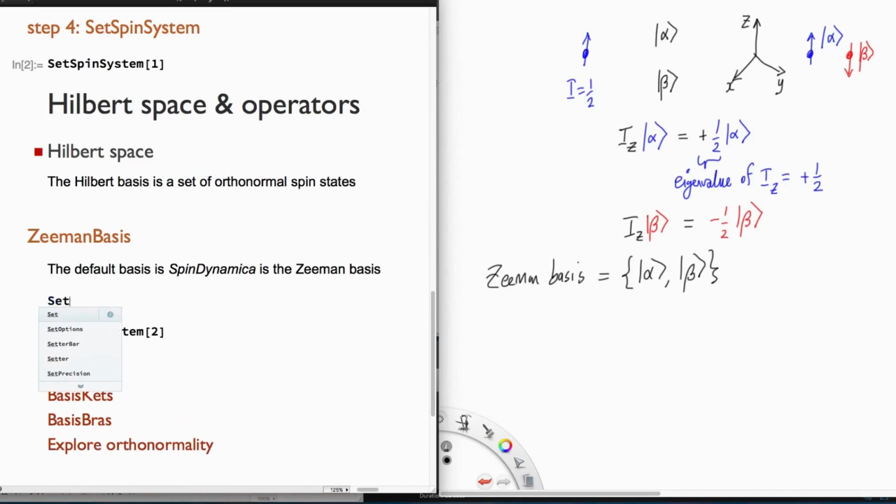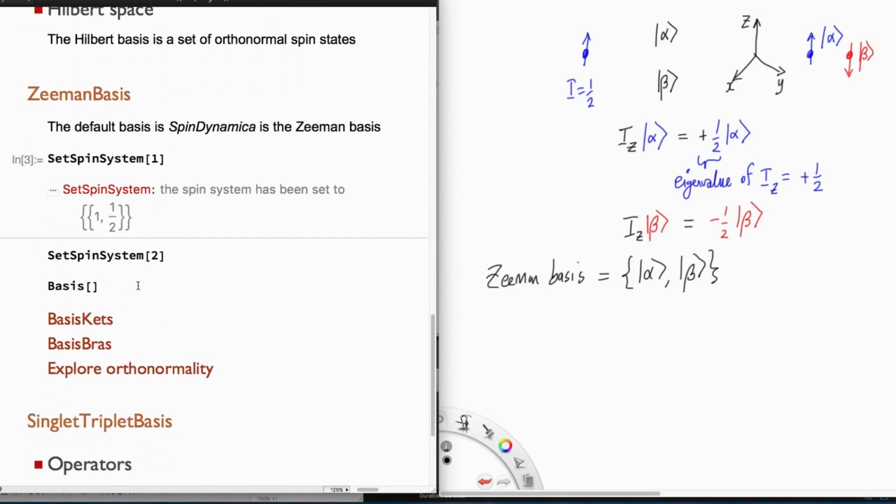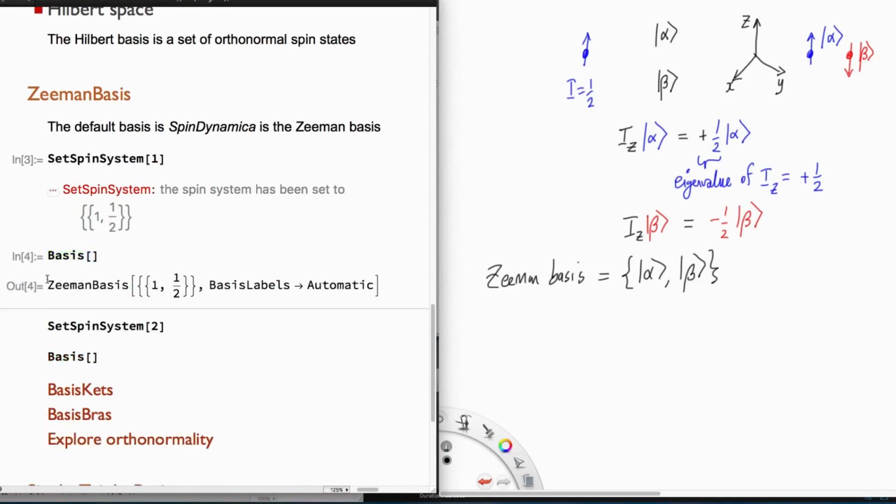So let me just edit this and execute something. We set the spin system to 1/2, and then we can ask SpinDynamica what its basis is right now. And it says it's the Zeeman basis for this spin system, consisting of a single spin with quantum number 1/2. And the 1 here means the label of what the spin is called. It's called spin number 1.